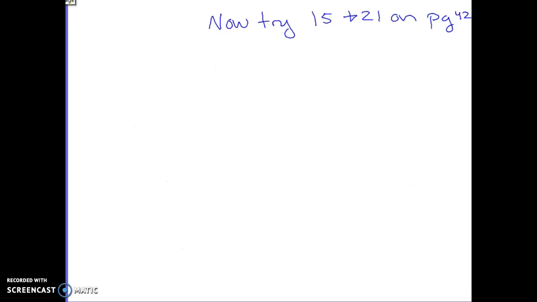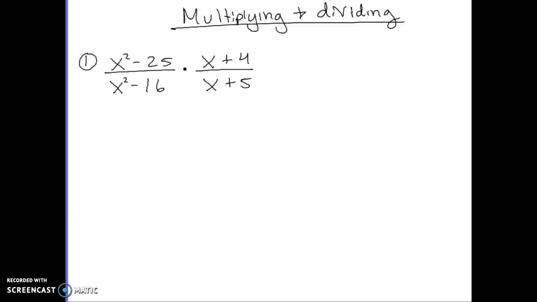So what I want you to do is try 15 and 21 on page 42. If you don't think you have the hang of it, then assign yourself more problems, and check your answers there in the back of the book. When you're ready, go ahead and play it to see more material.